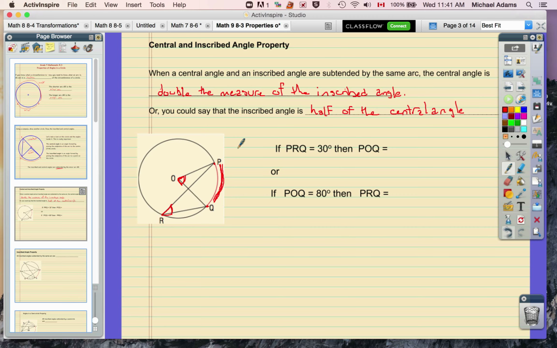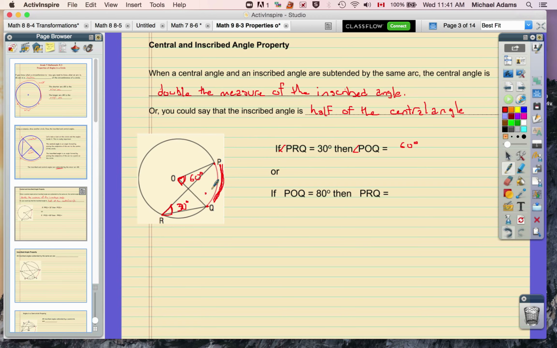So in this situation, if I take a look at angle PRQ, let's say PRQ is 30 degrees. If PRQ is 30 degrees, well, the central angle is double the inscribed. So that means POQ is going to be 60 degrees. So the angle POQ will be 60 degrees when PRQ is 30 degrees.